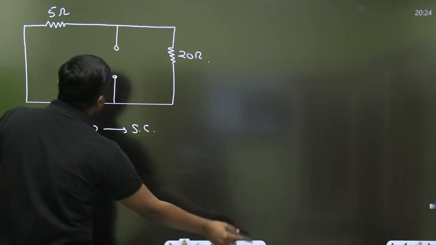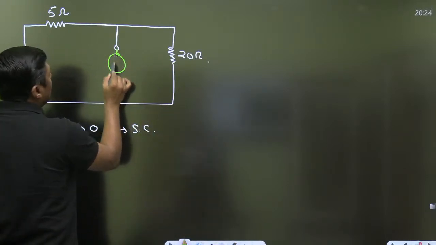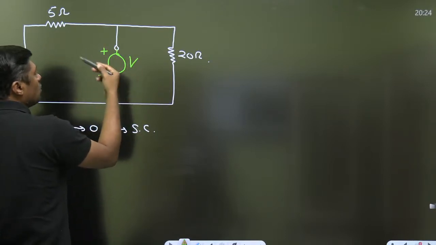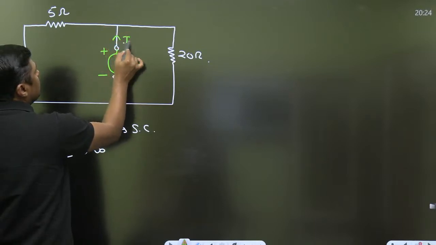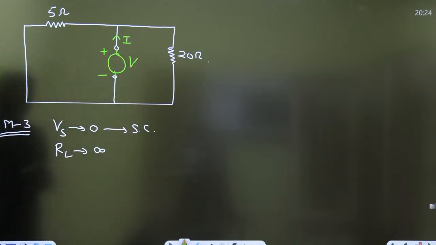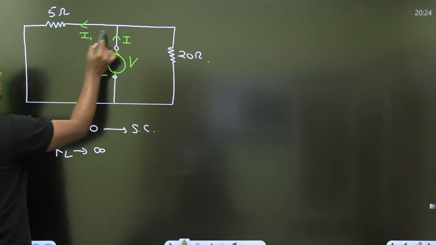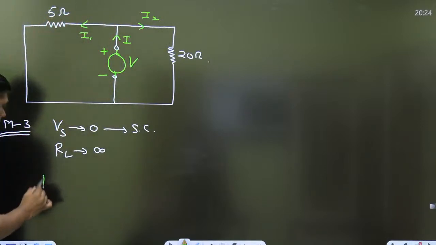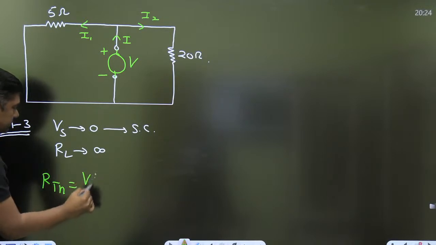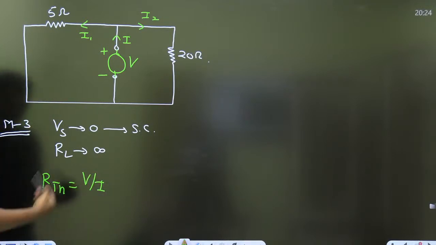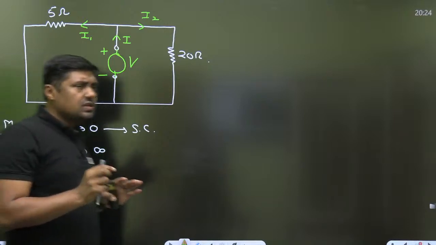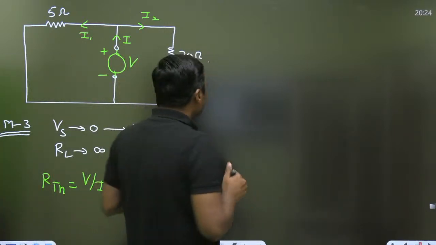Because we have the answer, we can verify. Connect an external battery of V volt, or you can put 1 volt, 2 volt, 3 volt, 5 volt, any battery. Let the current given by this battery be I. Now this I is divided into two parts, I1 and I2. And then you can find RTH is equal to V by I. If you are putting V equal to 1 volt, it will become 1 by I. If you are putting 2 volt, it will become 2 by I. General answer is V by I.